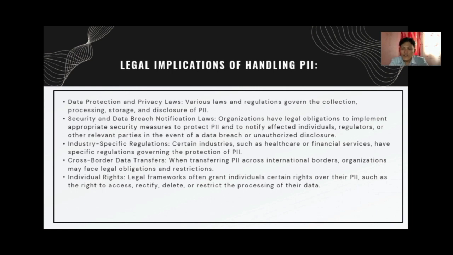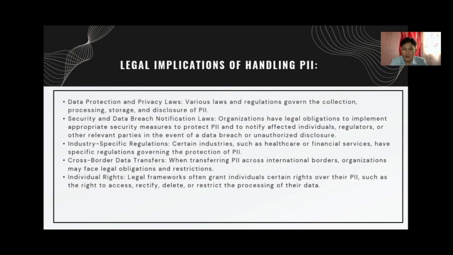Next, certain industries such as healthcare or financial services have industry-specific regulations governing the protection of personally identifiable information. These regulations impose additional obligations and standards to ensure the privacy and security of individuals' personal information within these sectors. Organizations operating in these industries must be well versed in these regulations to meet specific requirements and maintain compliance.